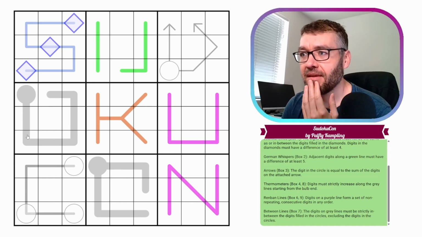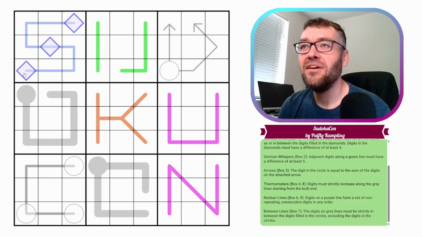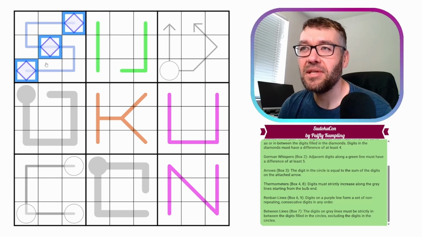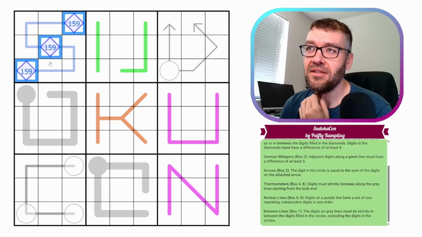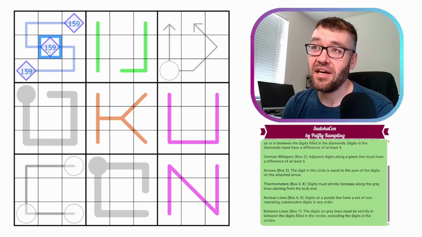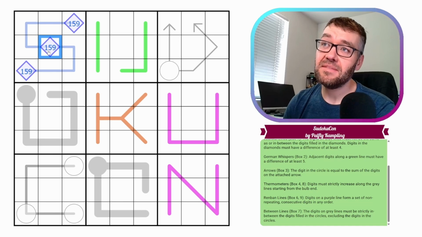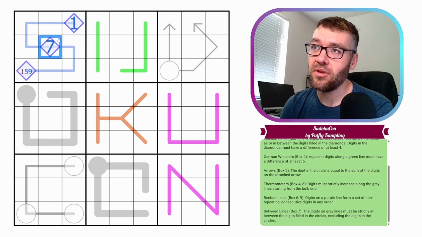Okay, there's so many places we could start here. Let's start in box 1. First things first, these digits all have to be at least 4 apart, which I think means these have to be 1, 5, and 9. Because if we have a 1 here, 4 digits apart from that is 5. Now it says they have to at least be 5. So if we only had 2 of these, we could do 1 and 7. Those are more than 4 apart.